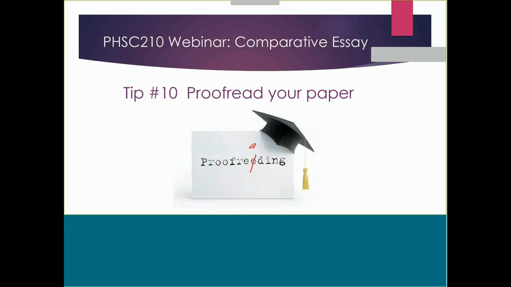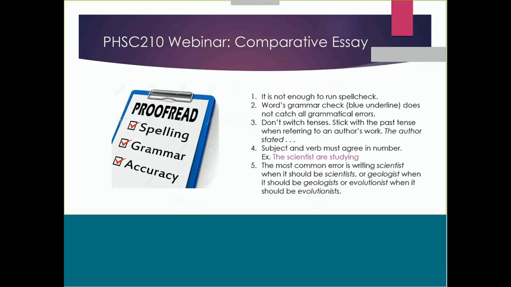Tip number 10, proofread your paper. Going over your paper, reading it through at least one time is almost essential because it's so common to make errors. With electronic means of word processing these days, it's very easy to just rely on spell check. So you click the spell check and you make sure everything is correct.